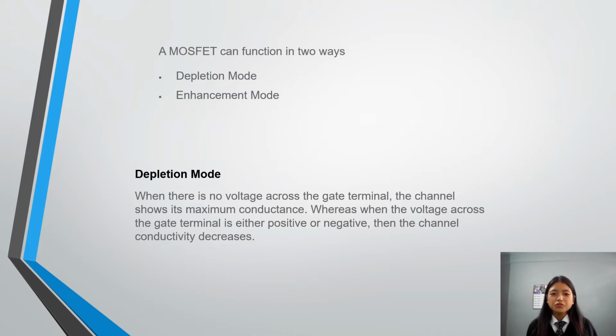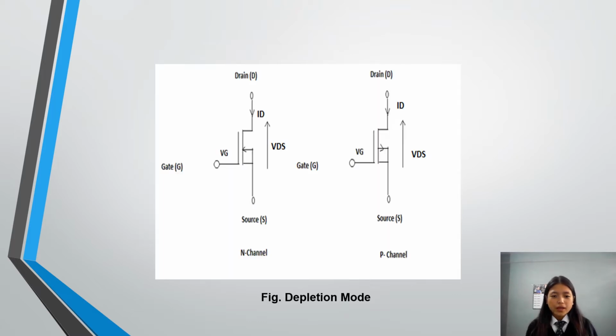A MOSFET can function in two ways, that is depletion mode and enhancement mode. Depletion mode: when there is no voltage across the gate terminal, the channel between source and drain has maximum conductance, whereas when the voltage across the gate terminal is either positive or negative, then the channel conductivity decreases. And this is the figure for the depletion mode.